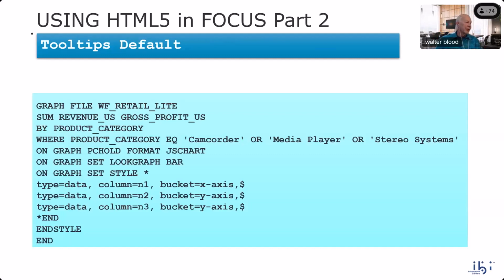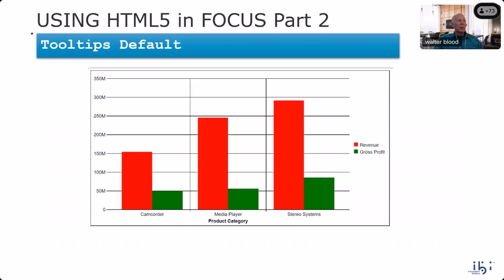Very simple request. I've got only 3 things set in my style. I'm using the bucket syntax basically to target where my fields are going to be going. I've got 3 fields, 3 columns. One of them is going into the x-axis, the product category, and the other 2, the revenue US and gross profit, are going into the y-axis. So let's see, if I run this just as is, I'm going to end up with something as beautiful as this. And this is all default.